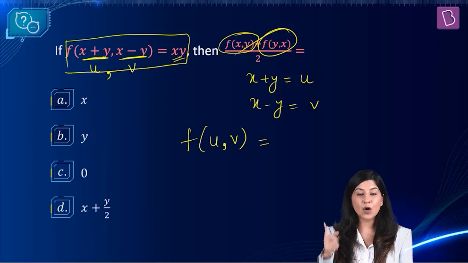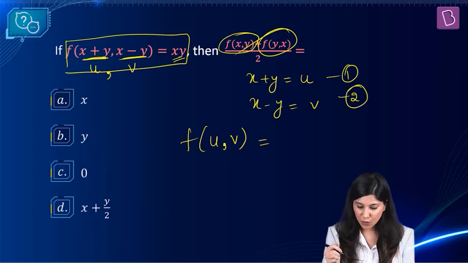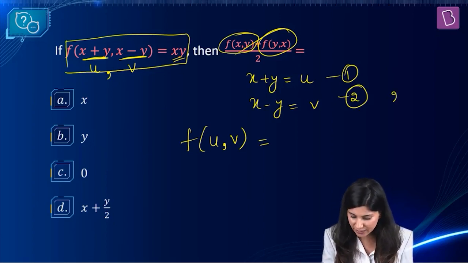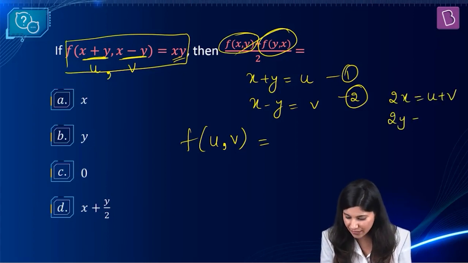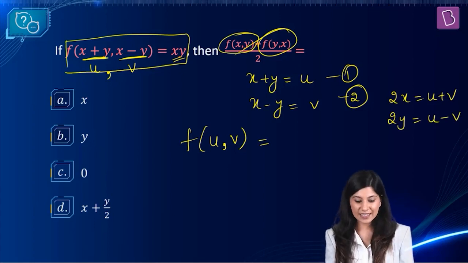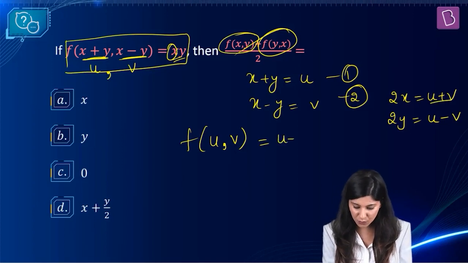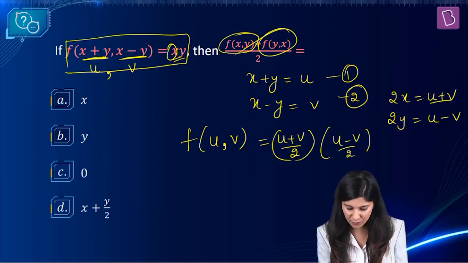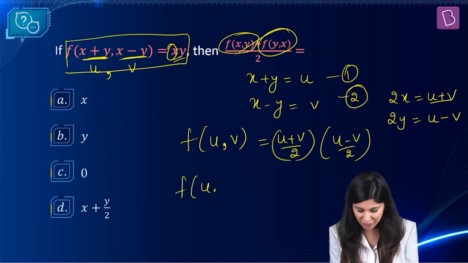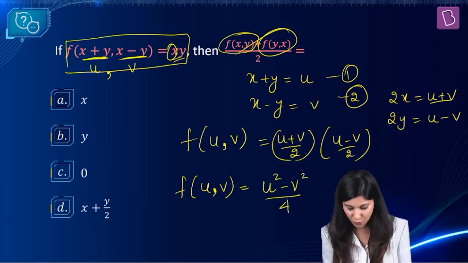x multiply y. Now I want the value of x in terms of u and v with the help of these two equations. If I add these two, what do I get? I get 2x equal to u plus v. And if I subtract these two, I get 2y equal to u minus v. So x is what? You tell me. x is u plus v by 2. This is x. Multiply y, that means u minus v by 2. So f of u comma v, I'll be getting u square minus v square by 4.